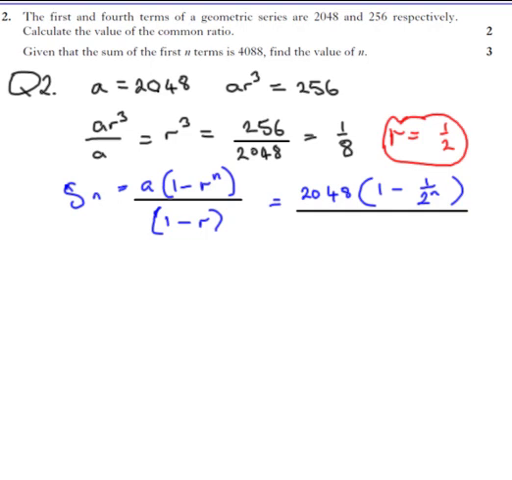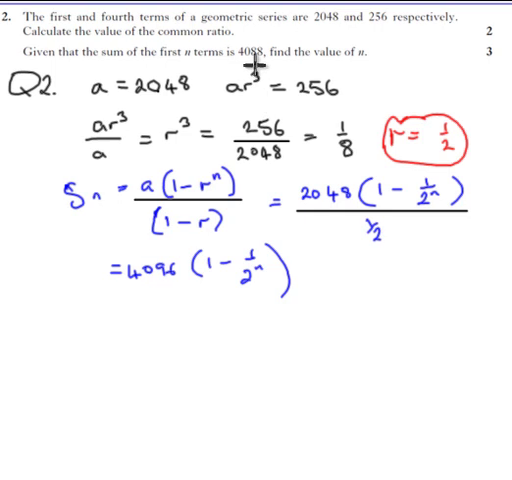So that's 2048 minus r to the n, 1/2 to the power of n, which we can write as 1 over 2 to the power of n. And on the bottom, 1 minus r, 1 minus a half, which is a half. The 2048 divided by a half means that we end up doubling the 2048, which is 4096. And then in the brackets we'll have 1 minus 1 over 2 to the power of n.